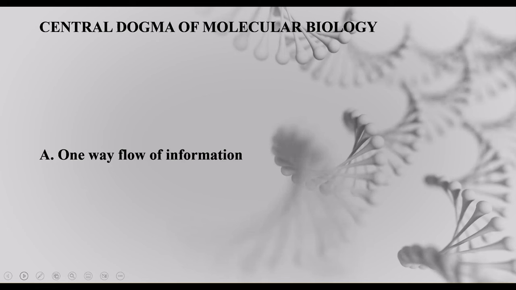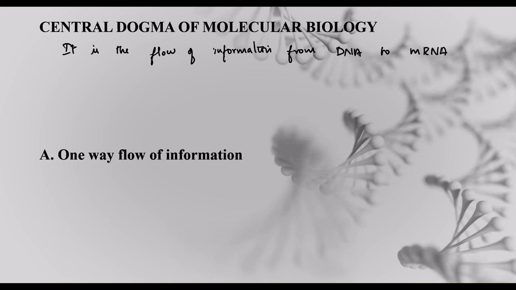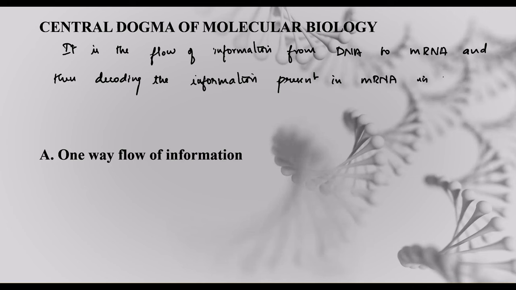Coming to the central dogma of molecular biology, which is very important. What is meant by central dogma? It is like a flow of information. Here is the definition: it is the flow of information from DNA to mRNA, that is messenger RNA, and then decoding the information present in mRNA to form a polypeptide chain or protein. The information in the DNA is transferred from DNA to mRNA and then from mRNA to protein. We'll see that one by one.